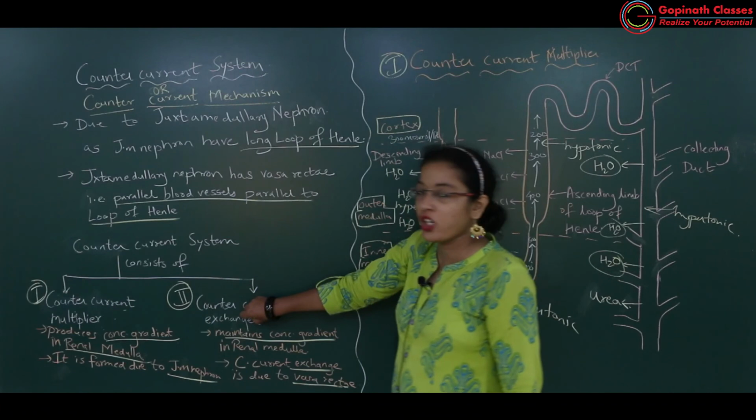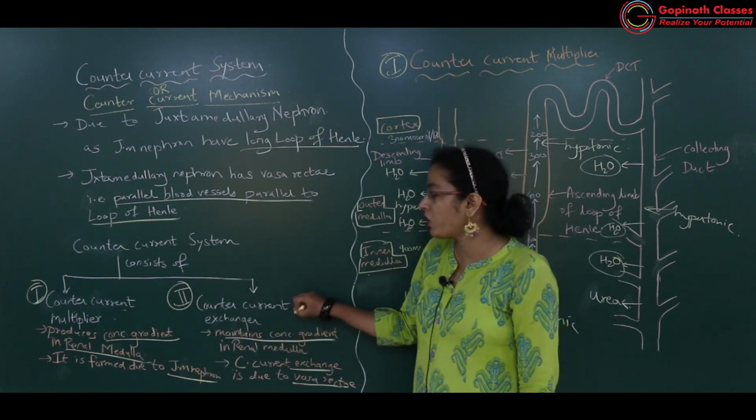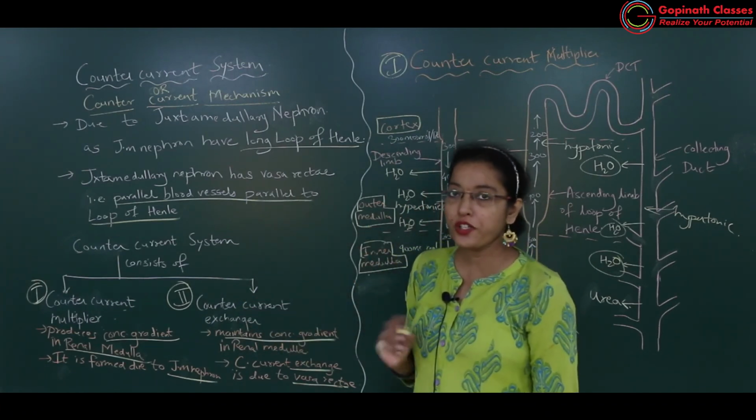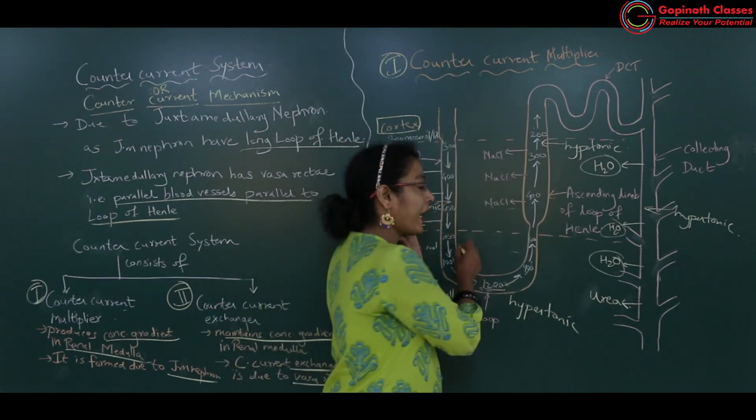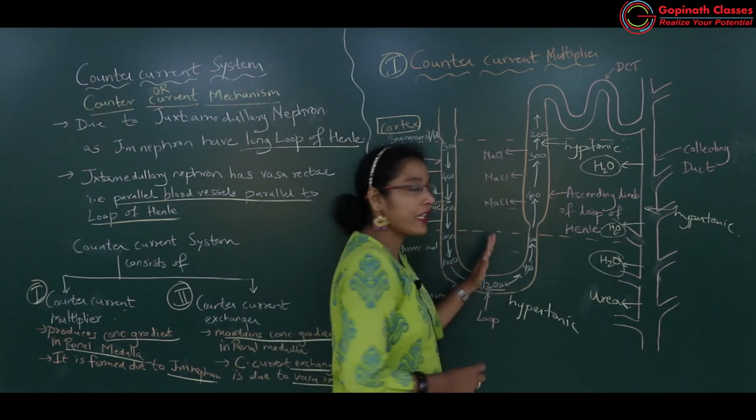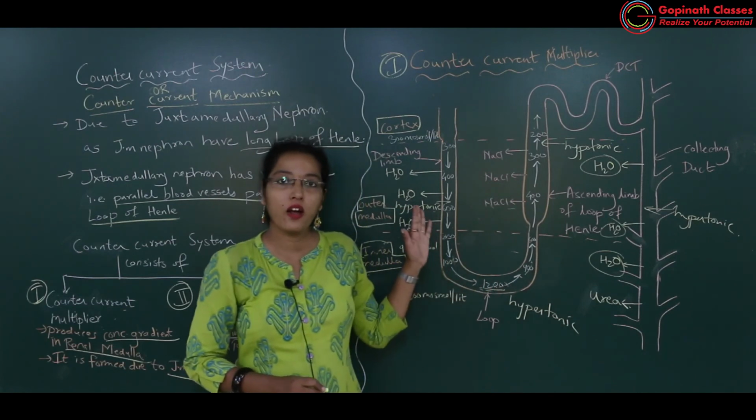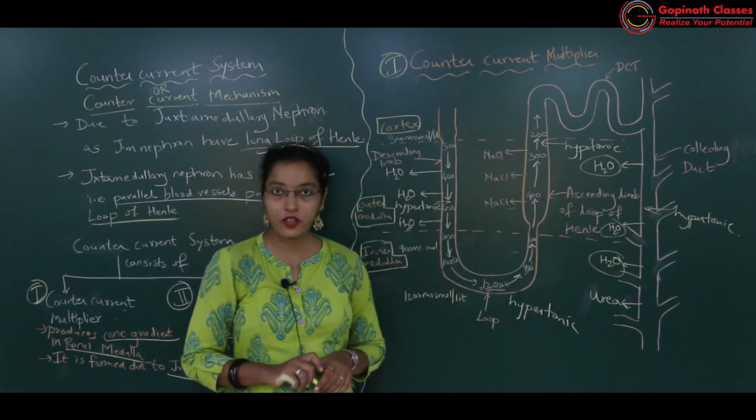In the next lecture, we will be studying about counter current exchanger. For that, we will be drawing diagram of vasa recti besides these limbs of loop of Henle. Okay, thank you.